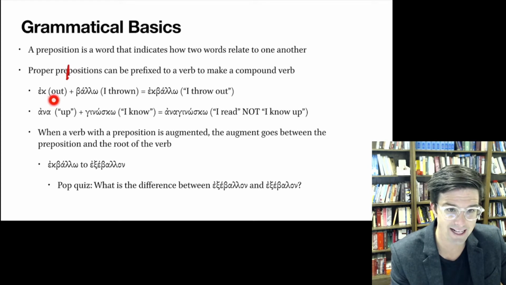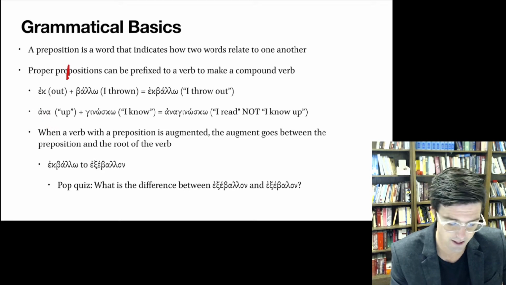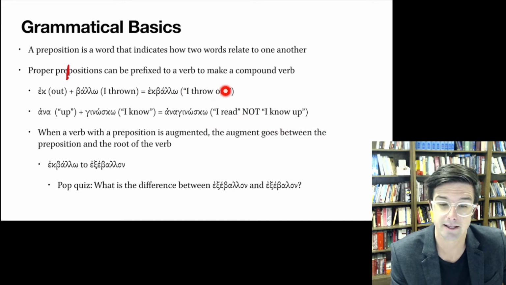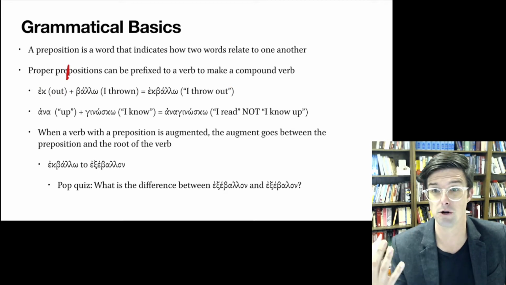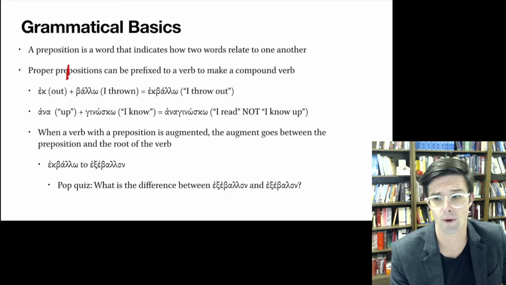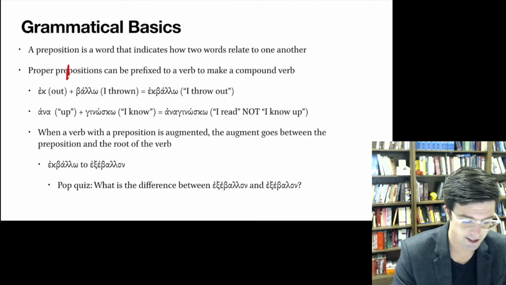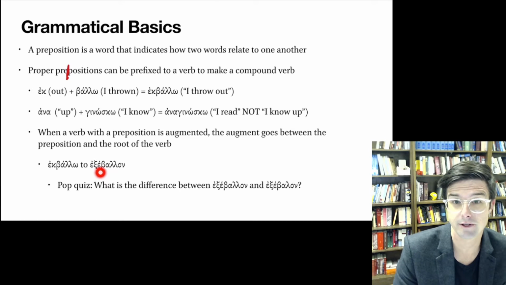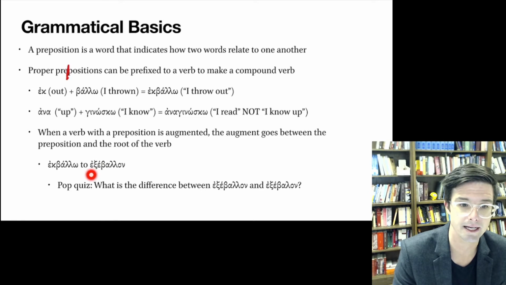So balo, when ek is added to it, becomes I throw out. Gnosko, when ana is added to it, means I read. Notice here it does not mean I know up. So while sometimes the etymological parts will equal what the verb actually means, that is not necessarily always the case. One other note when it comes to the form of proper prepositions is that when a verb has a proper preposition, and it is augmented, usually for the past tense, that augment is going to come between the preposition and the root of the verb.